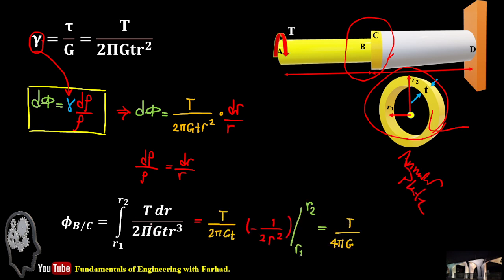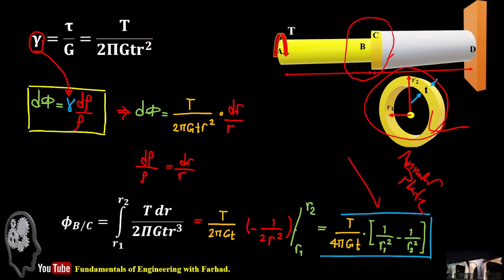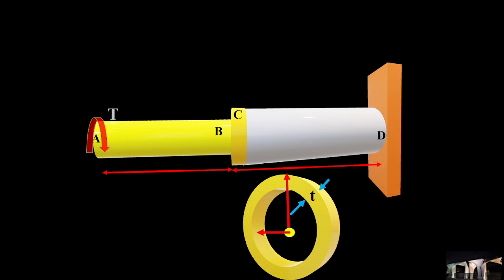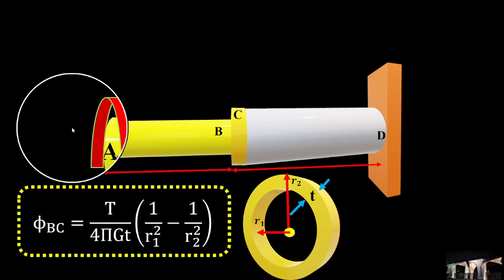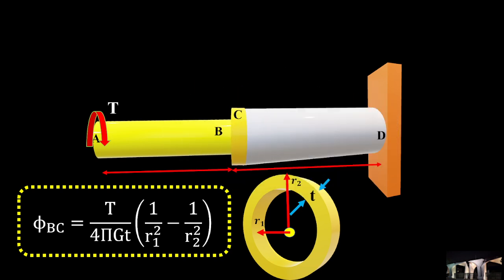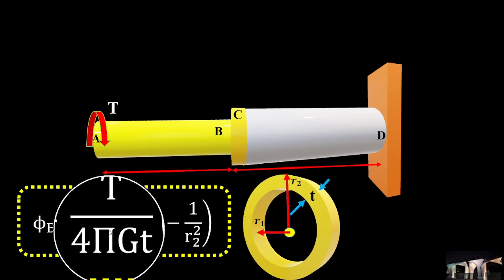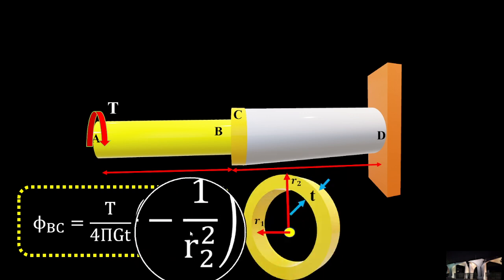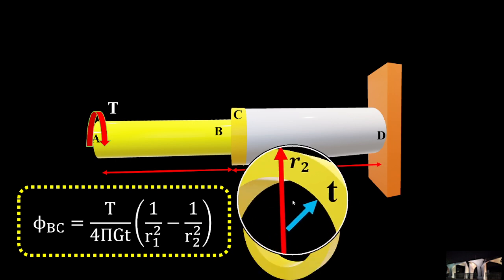If you do the integration, it gives us the same parametric formula we were looking at. That's the answer for the change in angle of twist in our annular plate, which is the connection of the solid circular shaft to a hollow tube CD, which is fixed at one end. Phi BC is then equal to T over 2 pi G t times 1 over inner radius squared minus 1 over outer radius squared.